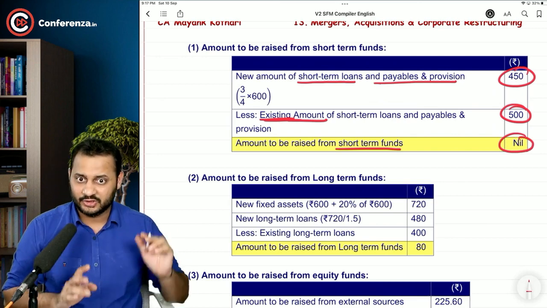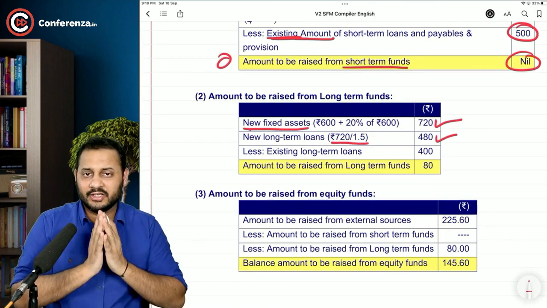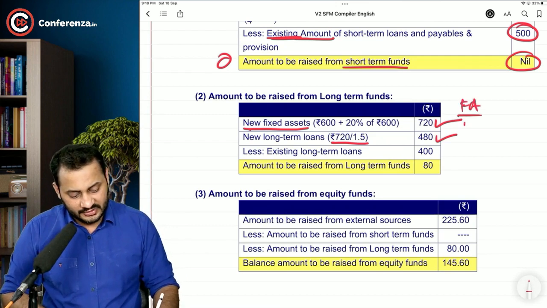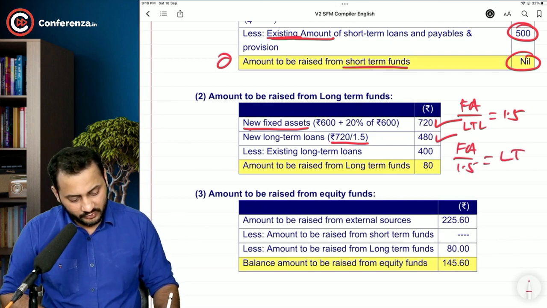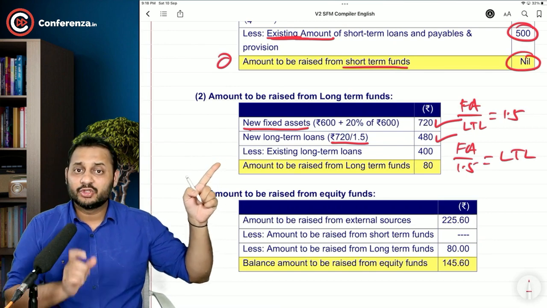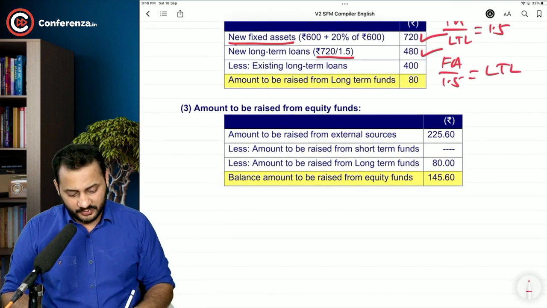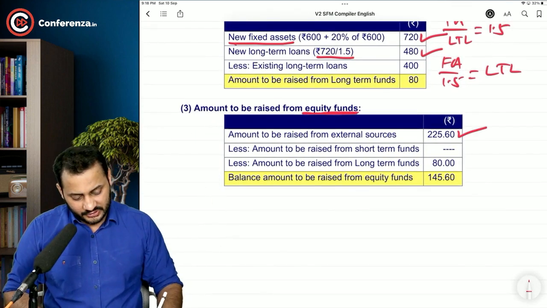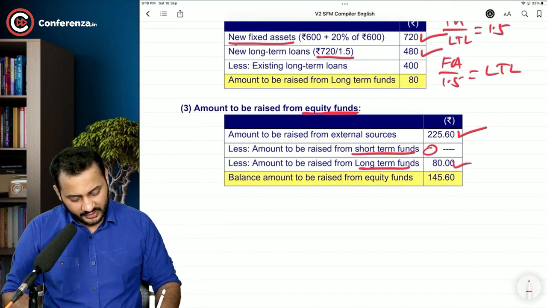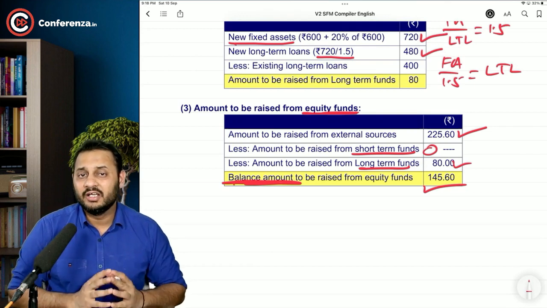We cannot raise anything. So that's 0. Next, new fixed assets is 720, of which we can have 480 as the long-term loan. 720 divided by 1.5. What is the ratio? Fixed assets to long-term loan should be equal to 1.5. So fixed assets divided by 1.5 can be equal to long-term loan, which comes to 480. Existing long-term loan is 400. So we have a scope of raising 80 lakhs of extra long-term loan. That's it. The balance amount will be raised from the equity. Total is this much. 0 from the short term, long term 80, and the balance amount from the equity. So this is how you have funded the total requirement.